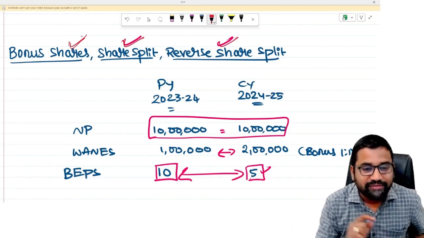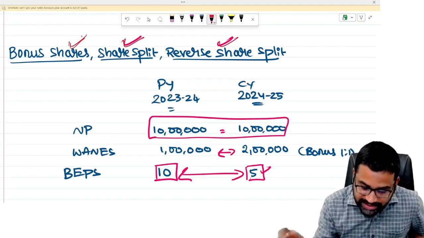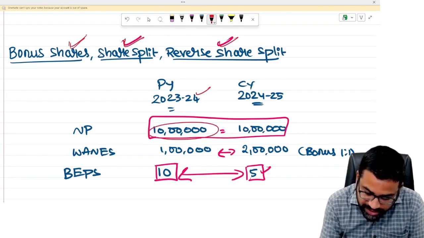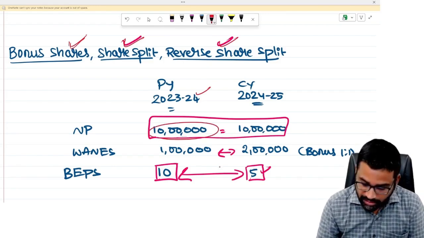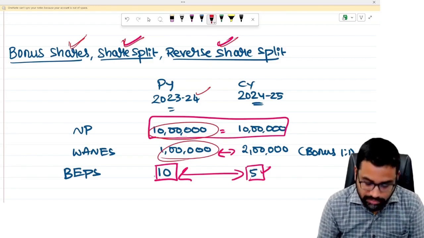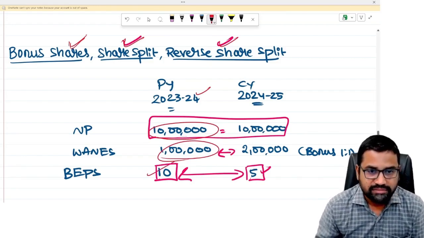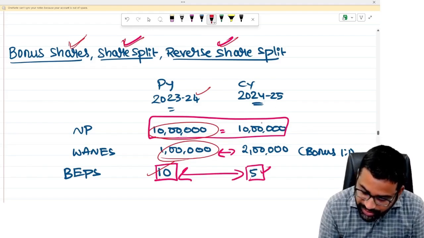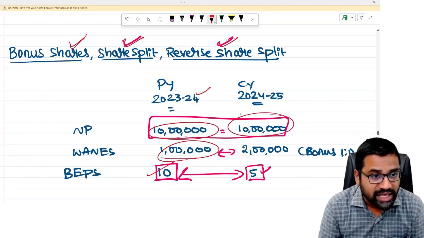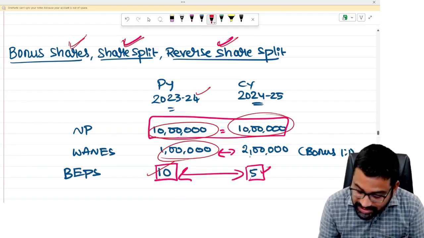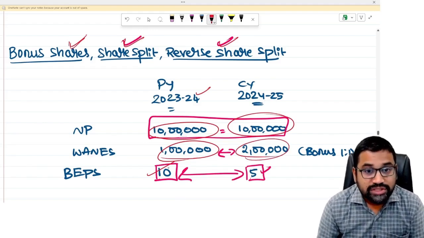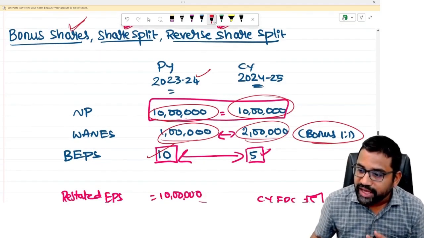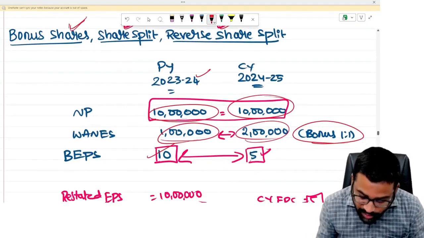Bonus share, share split, reverse share split, what happens is, suppose for example, I have given one example here, see. Suppose 23-24, your net profit is 10 lakh rupees, sir. And weighted average number of shares 1 lakh. So therefore, what is the basic EPS? 10. Net profit divided by weighted average number of shares, 10. Suppose next year 24-25, your net profit same 10 lakhs, but your weighted average number of shares 2 lakhs. Because there is a bonus issue, 1:1 ratio, company made a bonus issue. Now your weighted average number of shares is 2 lakhs. Now tell me what is your basic EPS?